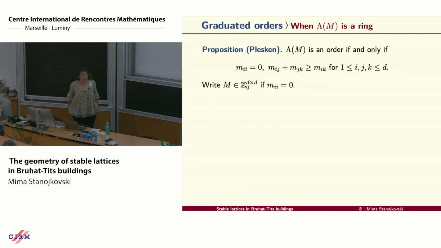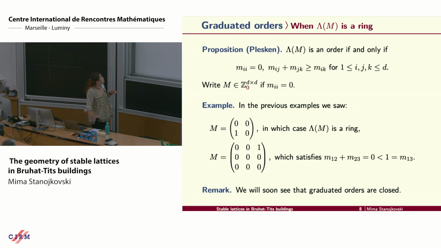So here is a proposition that tells us exactly when lambda M is an order. So first of all, we'll have to have that the matrix M has zeros on the diagonal, because we want to include the identity element. And those triangular inequalities on the right will make sure that our module is multiplicatively closed. And I will decorate Z with a 0 from now on to mean that we take matrices that have zeros on the diagonal, because this is anyway one of our requirements.